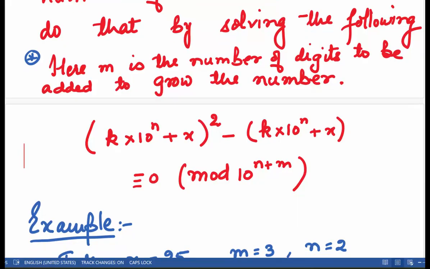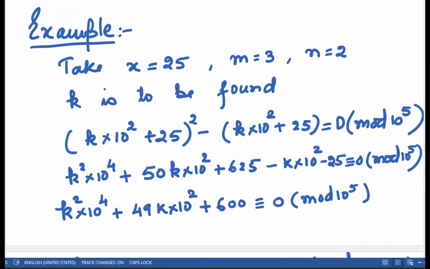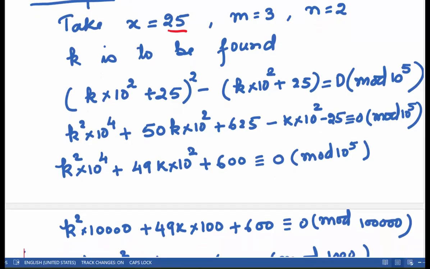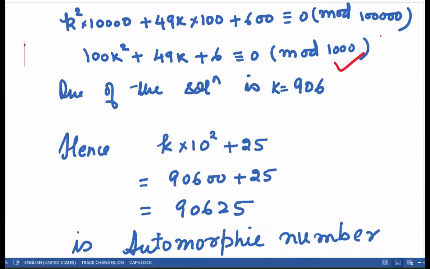Let's take an example which will make it clear. Let us say we start with x equal to 25 and we want to add 3 more digits. So we take m to be 3 and let us take n to be 2 because our x is 25 and there are 2 digits. k is to be found. So using the above congruence, we write it as (k into 10 to the power 2 plus 25) whole square minus (k into 10 square plus 25) is congruent to 0 mod 10 to the power 3 plus 2, that is, m plus n. Now you simplify, you will see we get a quadratic congruence and one of the solutions of this will be k equal to 906.